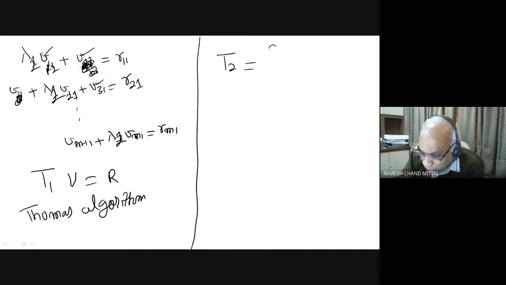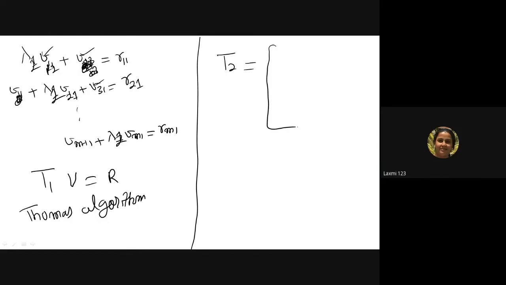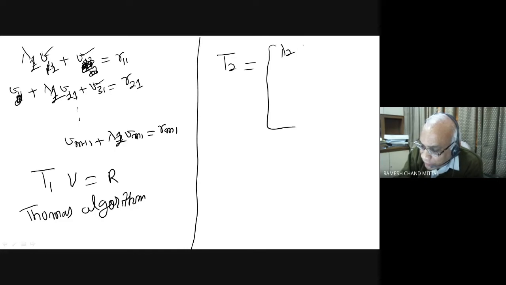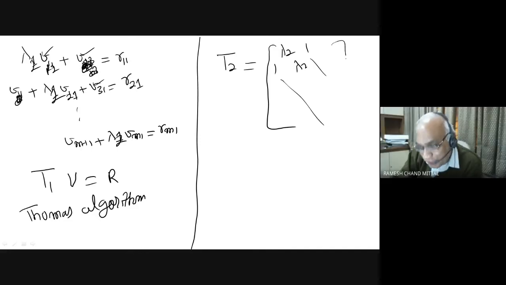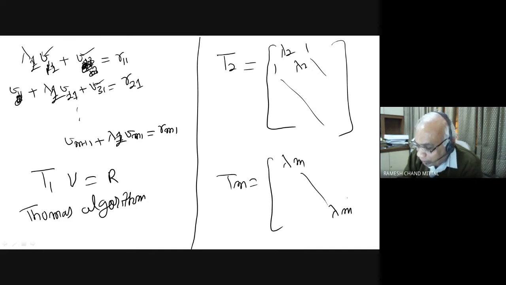Only T2 will be changing and the right hand side will be changing. So my T2 will now be lambda 2, 1, 1. Again, this is a tridiagonal matrix with lambda 2. With the same routine, you can find the second equation's solution, and my last equation will be Tm, which has lambda m, 1, 1.